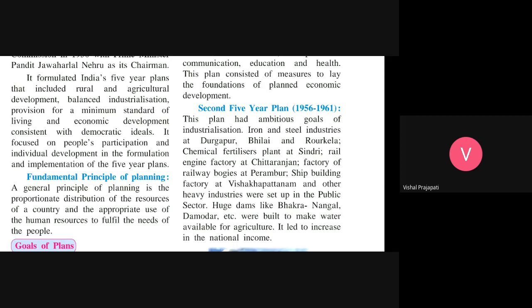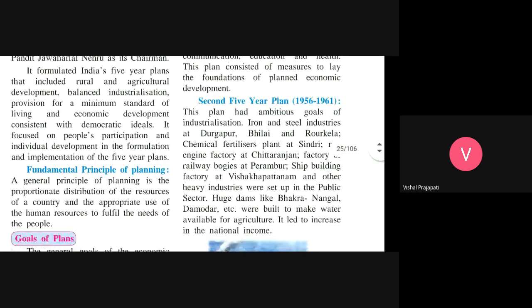Shipbuilding factory at Vishakhapatnam. So it is in Andhra Pradesh. Other heavy industries were set up in the public sector. Public sector means it is a government company. It means people of this country own that particular factory. We have given every right to our government because we elect that government, and that government manages this public sector company. That's why it is called public sector.